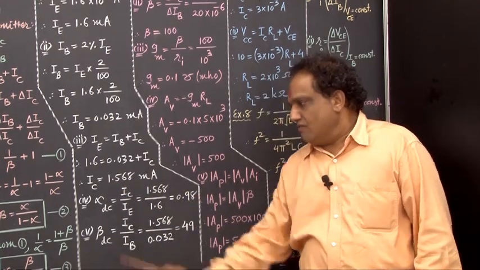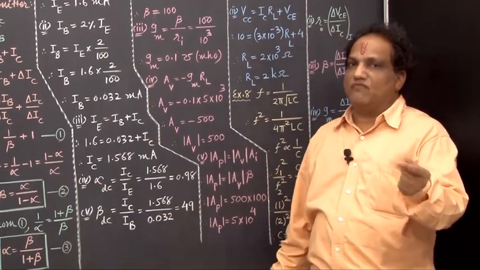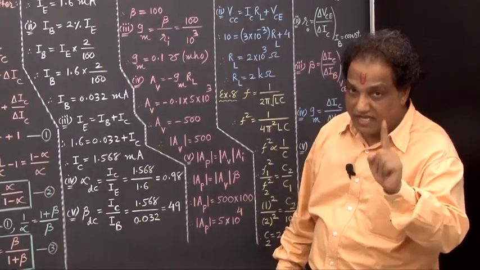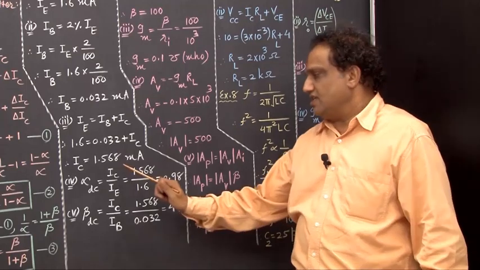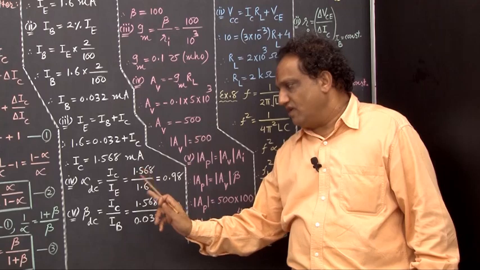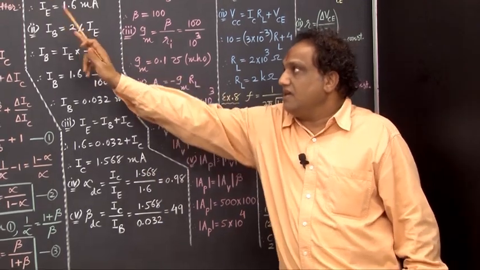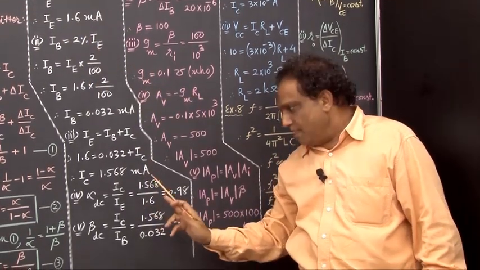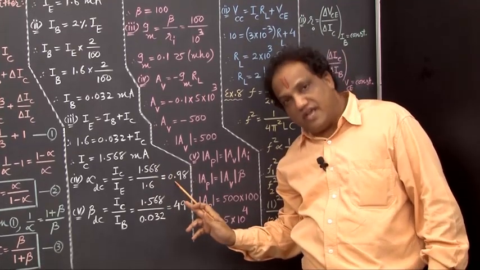Got it? What about alpha DC? For common base circuit, the DC gain is alpha DC. It is the ratio of IC to IE. What is IC value? We have found out 1.568 divided by IE, which is 1.6, correct? This upon this, answer is 0.98.